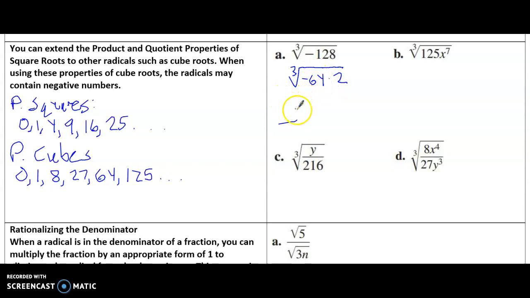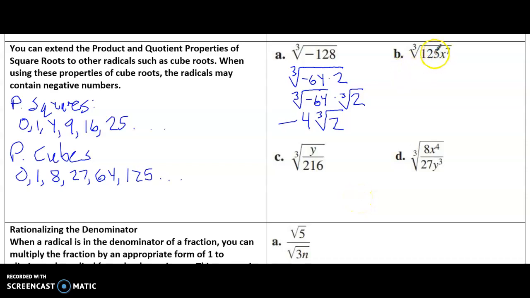Why? What is that? Well, it's negative 4. Negative 4 is the perfect cube of negative 64. Here's me breaking this thing apart using the product property of cube roots. So this evaluates to negative 4. The cube root of 2 cannot be evaluated. It's an irrational number, and so we're going to leave it like that.